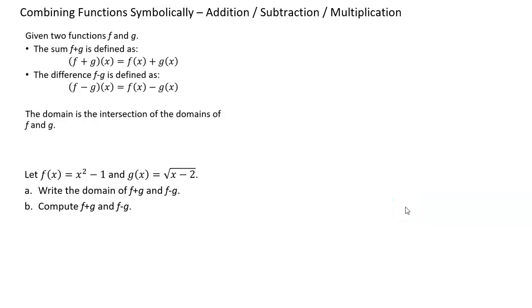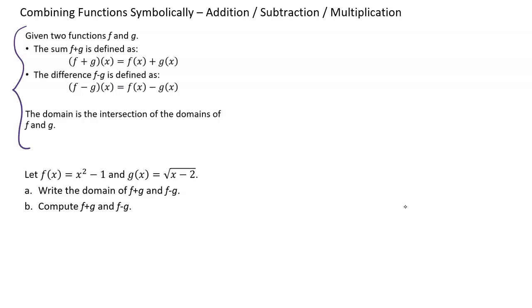Hello, in this video we are discussing combining functions symbolically, and we're going to focus on addition, subtraction, and multiplication. When you're working with functions and you are either adding, subtracting, or multiplying, you need to first worry about the algebra that's involved, but you also have to worry about your domains. So let's talk about your domains here at the very beginning.